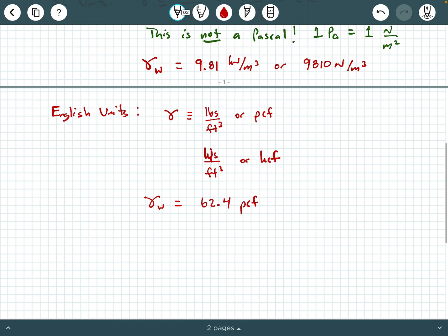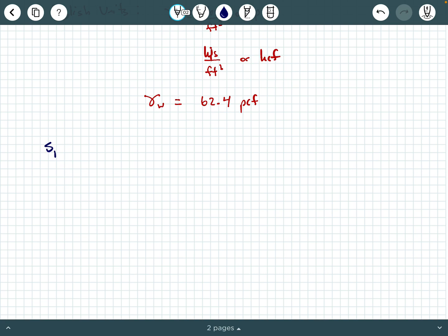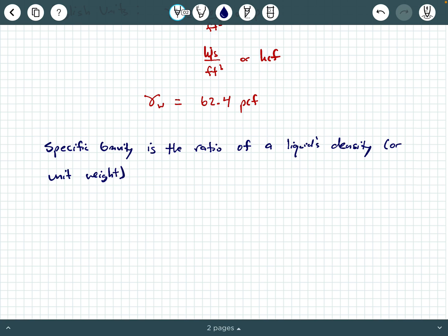Now let's lastly talk about specific gravity. What is specific gravity? Let's change colors one more time. And we're going to say specific gravity is the ratio of, and we're still talking about liquids. Remember at the beginning of this video we said of liquids. Specific gravity is the ratio of a liquid's density or unit weight to that of water. Okay?